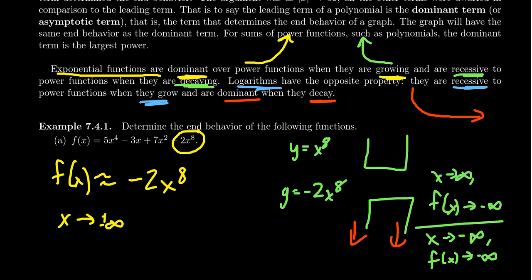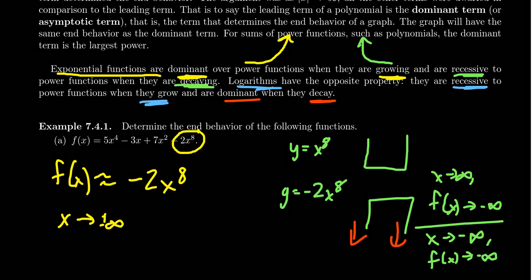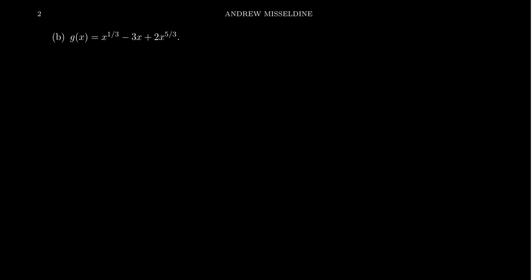So you have to be really careful, of course, when it comes to logarithms, what's going on here. So we have to pay attention to the end behavior of these things, and we'll give you some specific examples to make very clear what it is we're doing. So we saw this example A already. Let's look at another one. So looking at example B right here, we have g of x equals x to the 1/3 minus 3x plus 2 times x to the 5/3.